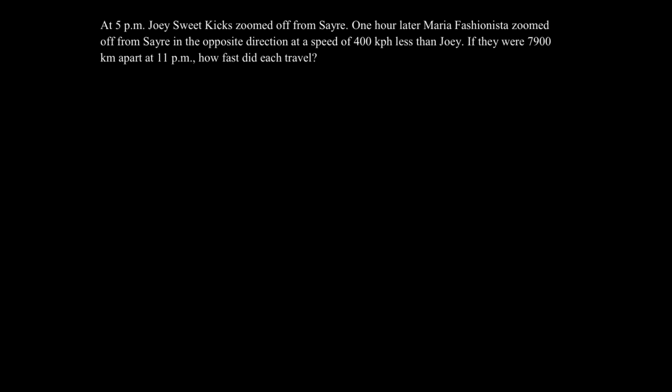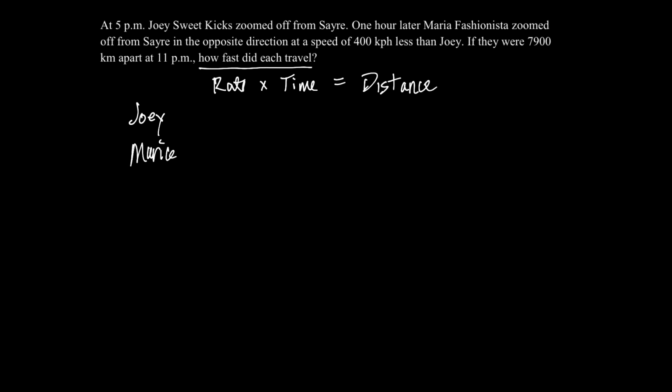All right, so we know both of their times, so I think I would be inclined to set this up using a table. So I have Joey Sweetkicks and Maria Fashionista. So we know that rate times time is equal to distance. So I put this across the top when I'm building a table. I want to know both rates. How fast did each travel? All I know is that if I say his rate is R, then her rate is 400 kilometers less. So that's R minus 400.